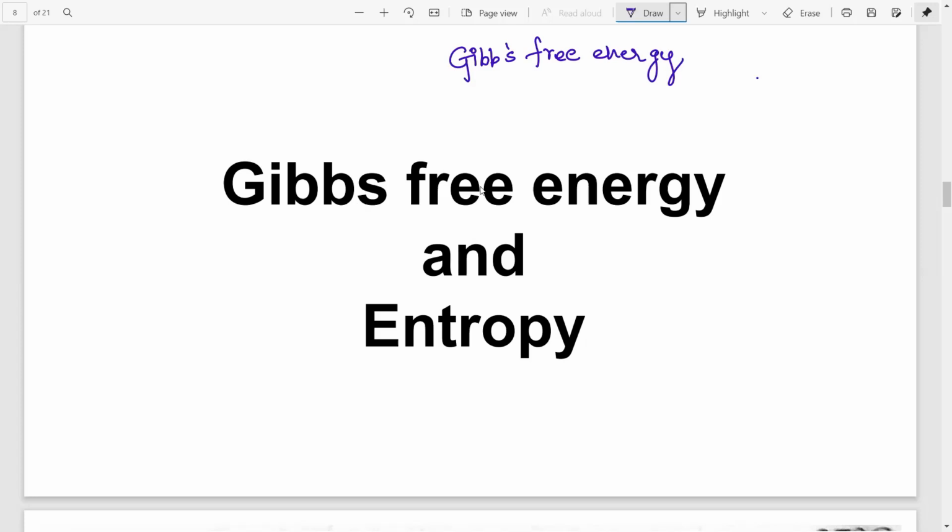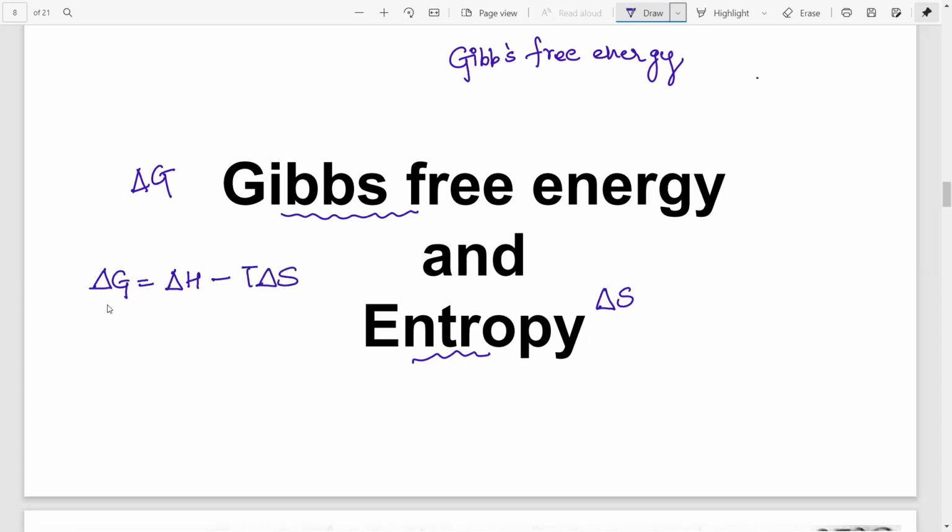Firstly, Gibbs free energy and entropy. As we discussed, Gibbs free energy is denoted by delta G and entropy is denoted by delta S. You are going to have questions that ask you the relationship between the two and how to find certain variables if you have particular values. First, let us see the formula. The formula we are going to apply is delta G equal to delta H minus T delta S.